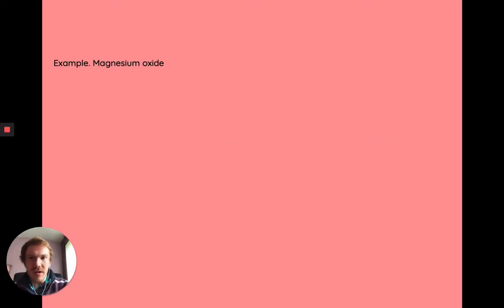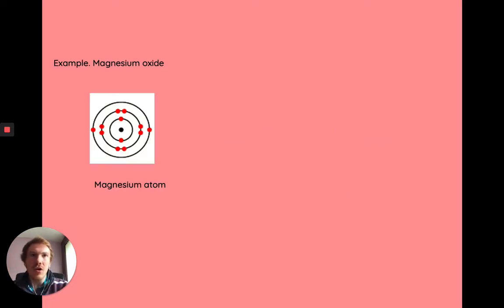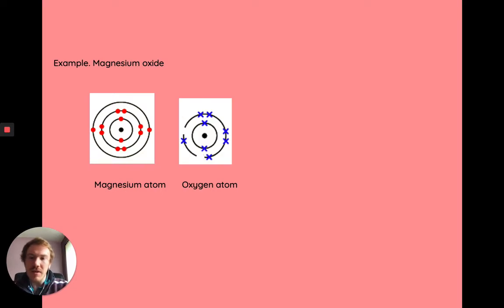Our next example is of magnesium and oxygen. So here's our magnesium atom and our oxygen atom. Again, notice that magnesium has extra electrons on the outside, so it's got one here and one here to show that there's two extra electrons. And in our oxygen atom, we have got two gaps. We've got one down here at the bottom and one over here at the left.